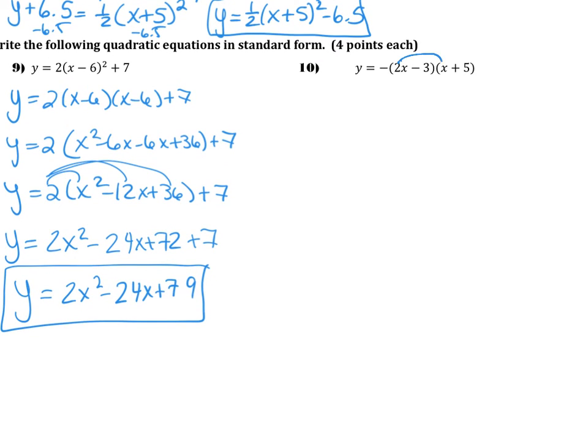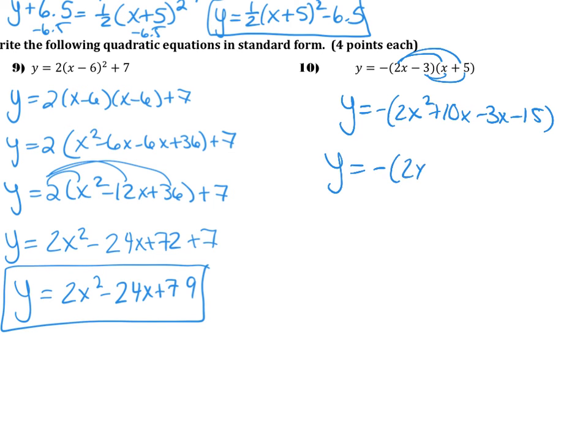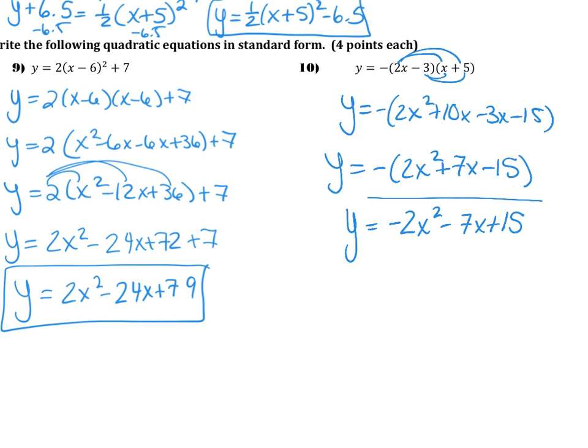Number 10, I'm going to multiply these two binomials together, keeping that negative in front. Combine like terms. And then distribute the negative through. You could also distribute the negative through before combining like terms. Either way would be fine. And that would be our final answer.